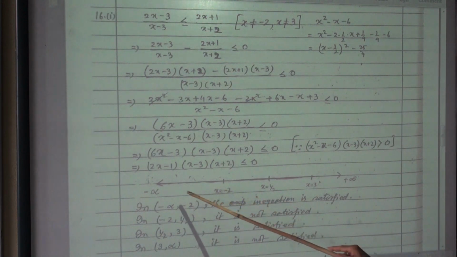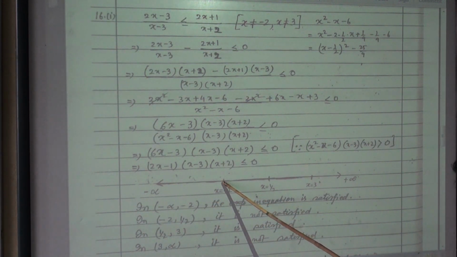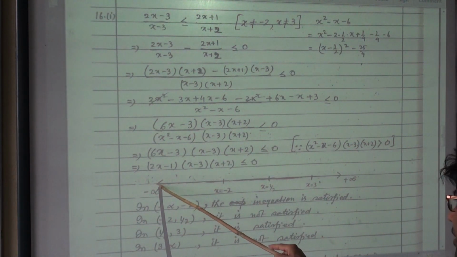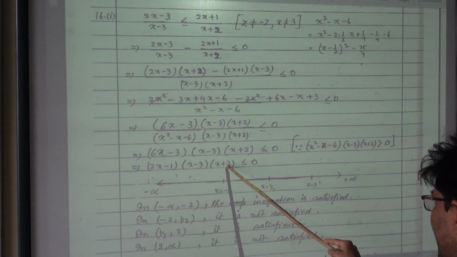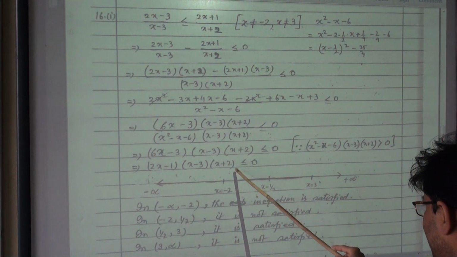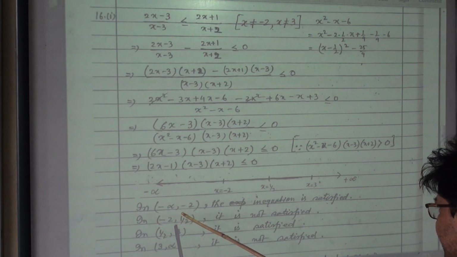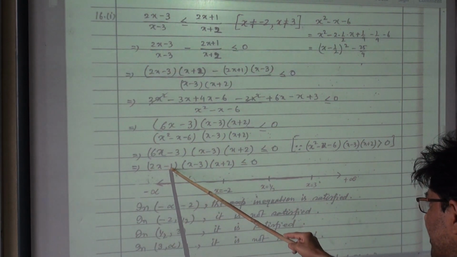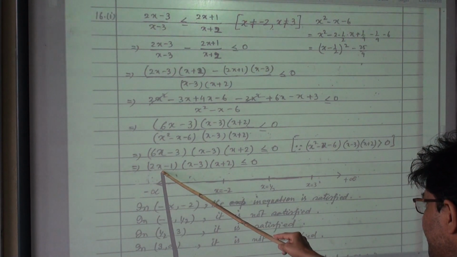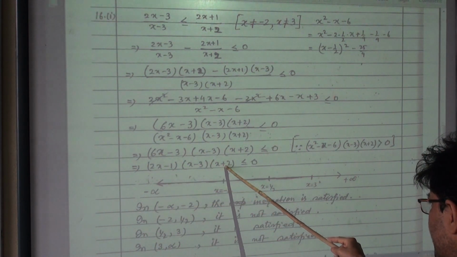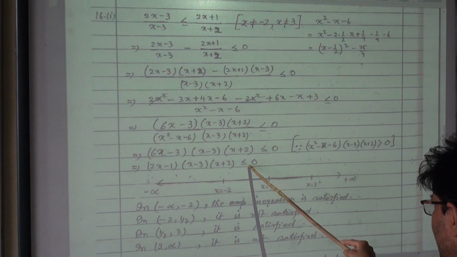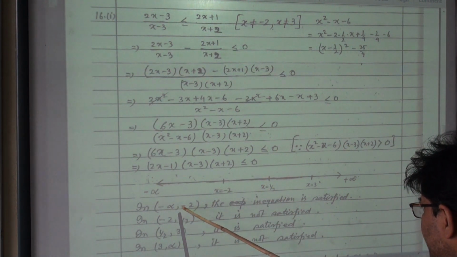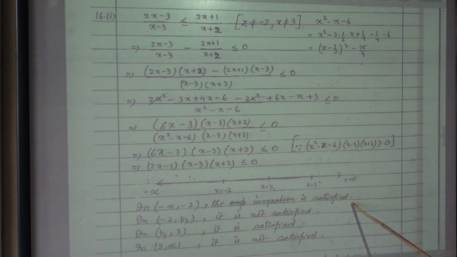Now in this interval, minus infinity to minus 2, you assume any simple value, suppose minus 3. In this interval, suppose x is equal to minus 3. Replace x everywhere by minus 3 and check whether it satisfies this inequation or not. If x is equal to minus 3, this will become minus 6 minus 1, minus 7. This is coming negative, this is also negative, this is also negative. So negative into negative is negative. Less than 0 is satisfied. So in minus infinity to minus 2, the inequation is satisfied.